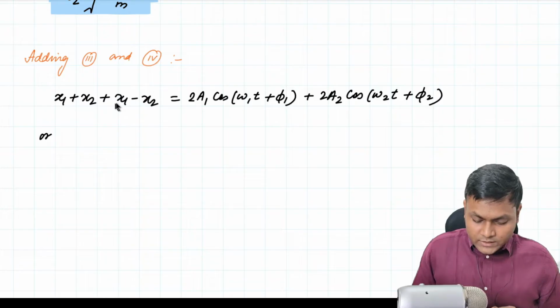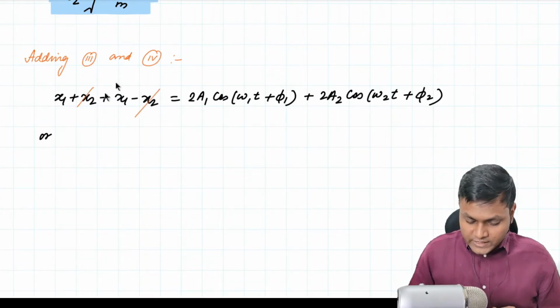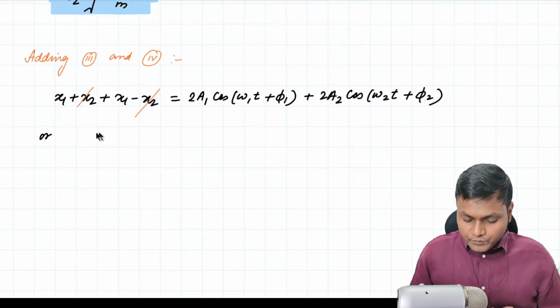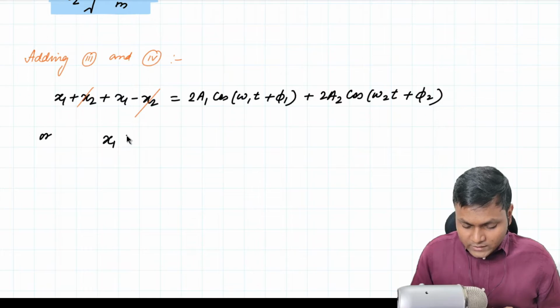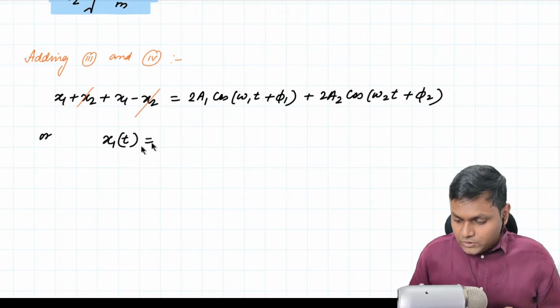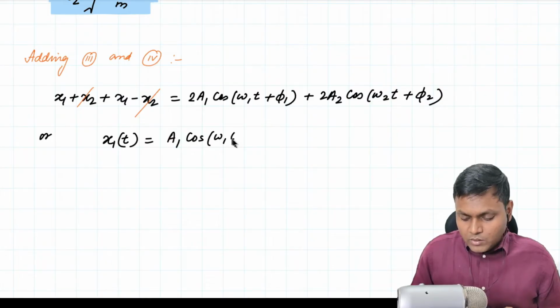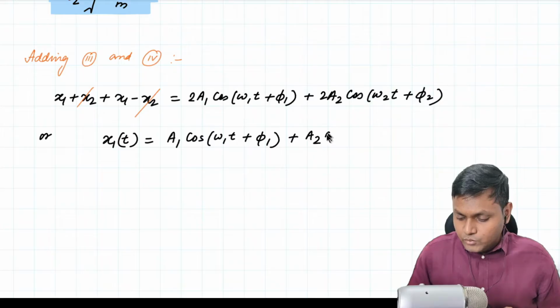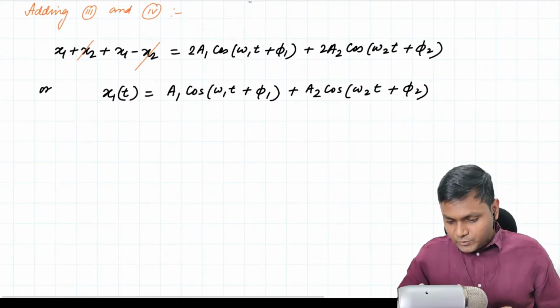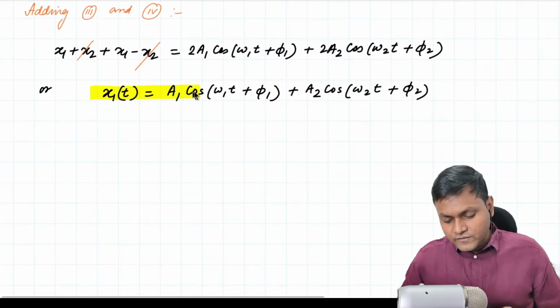So this is nothing but, if you cancel out the x2 here, it simply becomes 2x1. The 2 and the 2 get cancelled, and we are left with x1(t) is equal to A1 cos(omega 1 t plus phi 1) plus A2 cos(omega 2 t plus phi 2). This is quite interesting. We have obtained the general solution for the first mass.